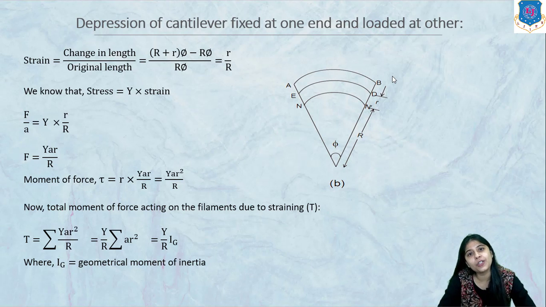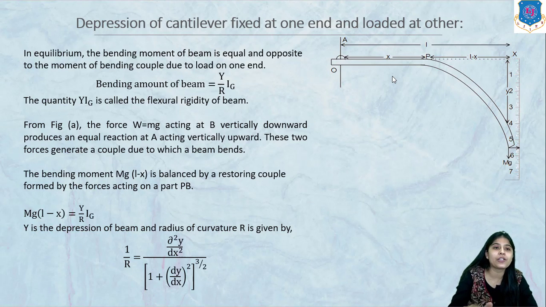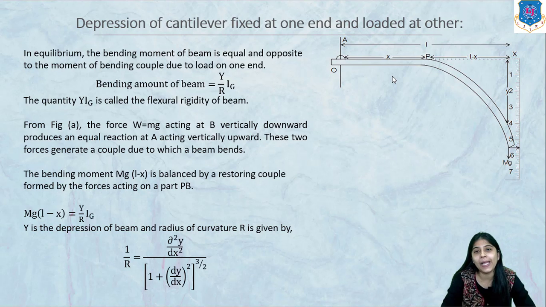Now this summation a r squared is nothing but the geometrical moment of inertia. So substituting the value of geometrical moment of inertia, we get tau, or T, is equal to Y by r into Ig. Now this product Y into Ig is known as flexural rigidity. Y into Ig is known as flexural rigidity.